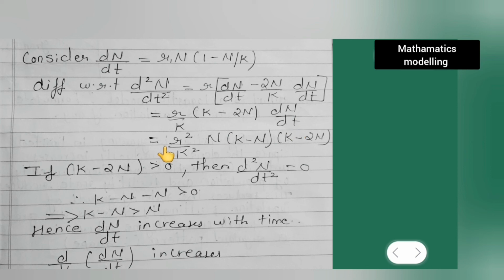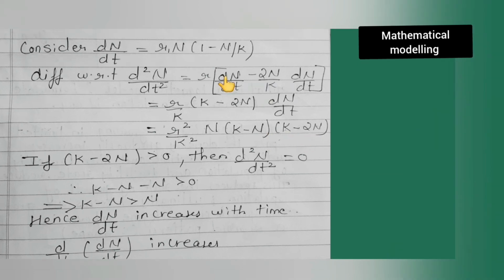Okay, now this is equal to r²/k² and (k − n). Okay, so into (k − ...), I have done two things over here. r I have taken outside as it is. dn/dt is common, so I have taken it outside the bracket. 2n I have written as it is, and k I have taken outside the bracket, so I have written k over here. So when it comes inside, k will get cancelled. We will get again dn/dt − 2n/k.